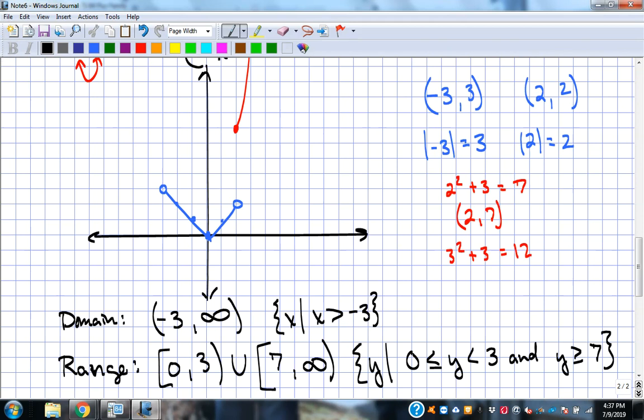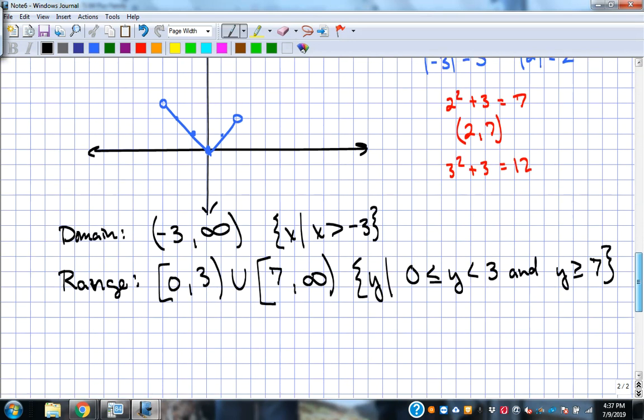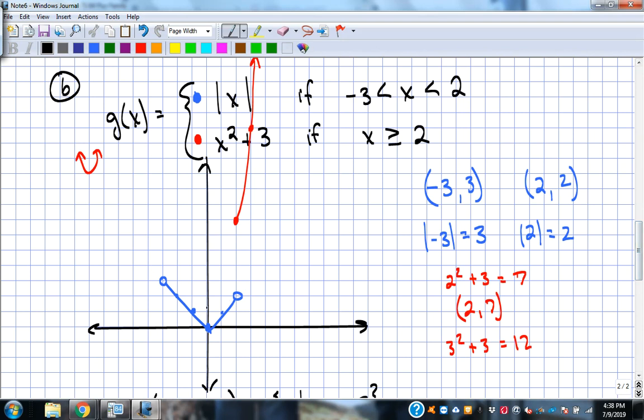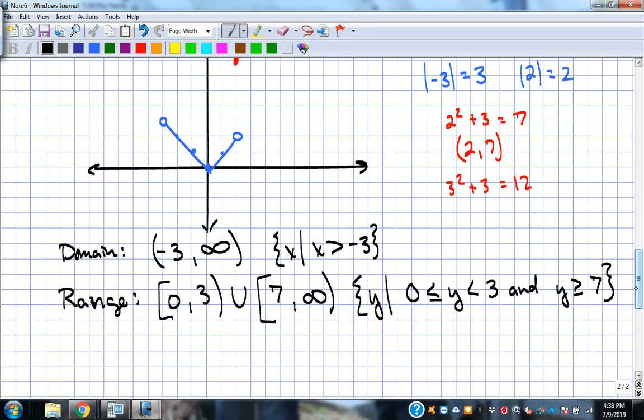Is that a continuous or discontinuous graph? Can I trace it without picking up my pencil? No, I have to pick up my pencil to get to this next piece. So that's going to be discontinuous. Discontinuous. It's got a C in it, doesn't it? So domain, range, discontinuous.